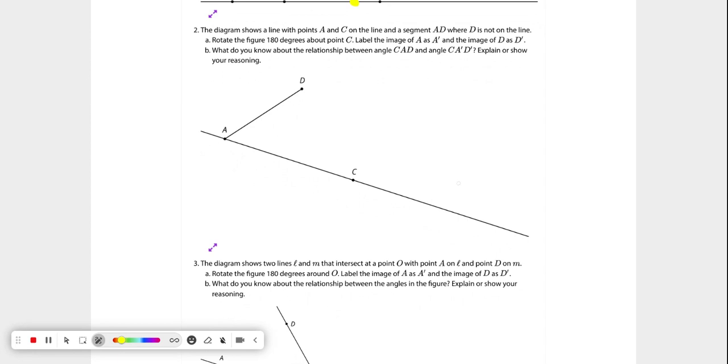And then question number 2 gives you this interesting construction where you have AC and then this segment AD, and you're going to rotate this whole image around point C. You're going to label your A prime and your D prime, and you're going to take a look at the angle relationships. So somewhere here, you're going to have an A prime, and somewhere here, you're going to have a D prime, and you're going to have another angle here, and you're going to notice that this angle and this angle are actually the same angle.